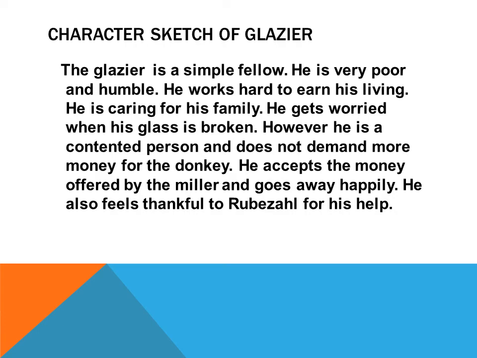However, he is a contented person and does not demand more money for the donkey. He accepts the money offered by the miller and goes away happily. He also feels thankful to Rubizel for his help. So, this is the character sketch of the glazier from the story. You can note it down in your notebooks and you can learn it also. You also have the option that you can write it on your own.